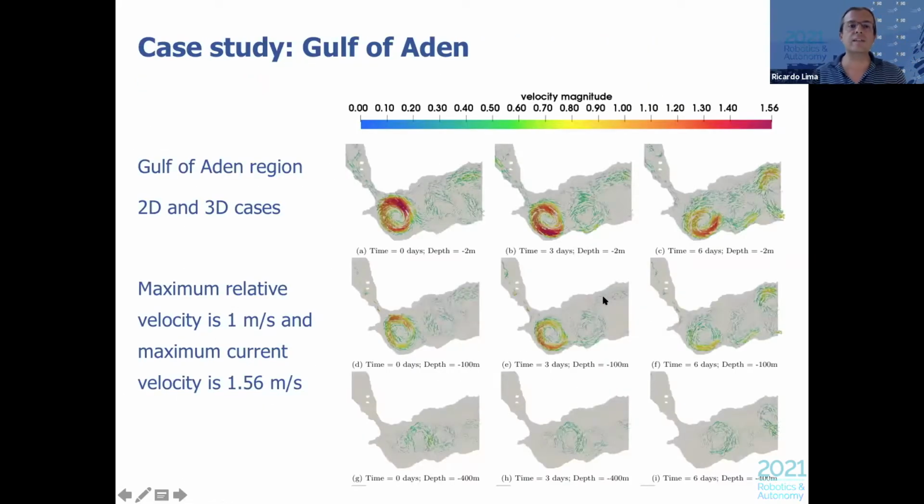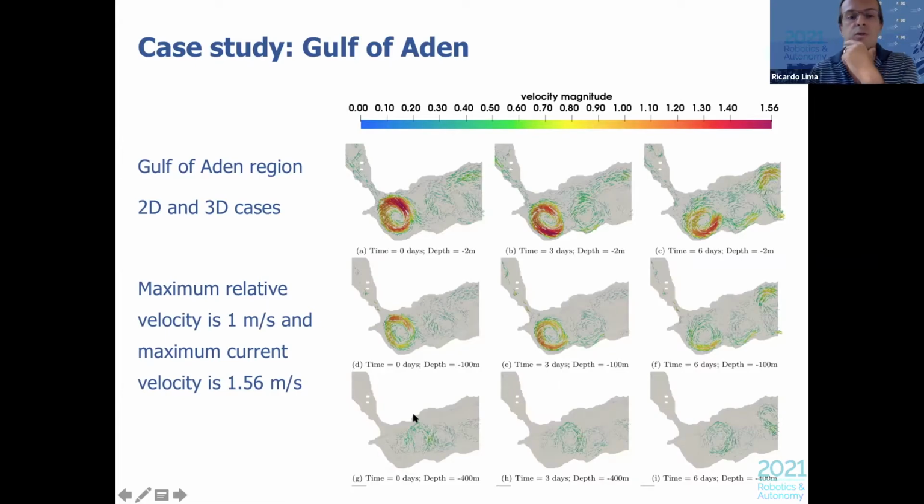So let me show you a case study when we try to do this multi-objective optimization for the minimum time and minimum energy. Here we have a current for the Gulf of Aden. And what you see on the horizontal is the variation of the current with time. In fact, from time 0 until 3 days, there is not a significant variation with time, but there is a variation with depth, because here is like -2 meters, -100, and -400, okay?